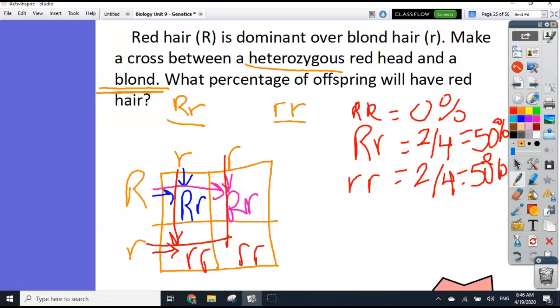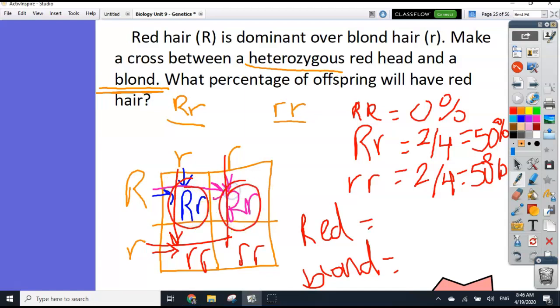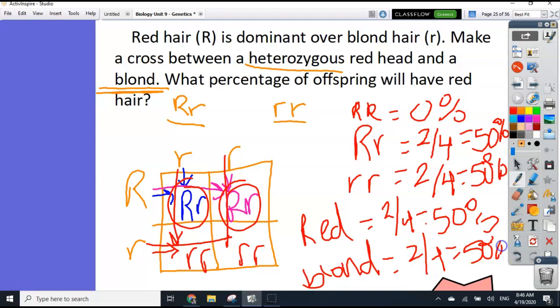Now, what we can also do is we can figure out what percentage are going to be redhead and what percentage are going to be blonde. So remember, red is dominant. So red is any of them that have capital letters. So how many have capital letters? 2, right? So 2 out of 4 are going to be redhead, so 50%. And how many are going to be blonde? 2 out of 4, or 50%.